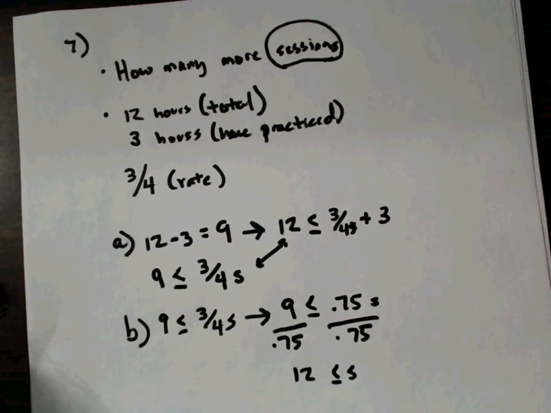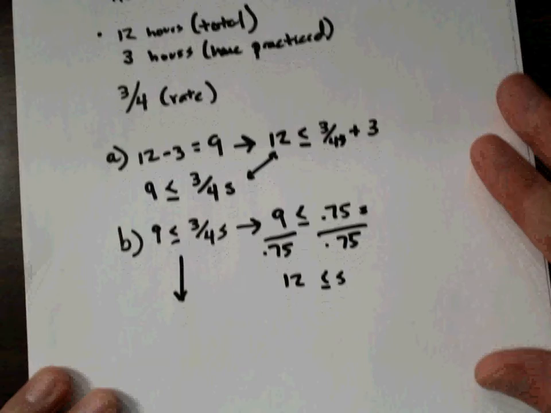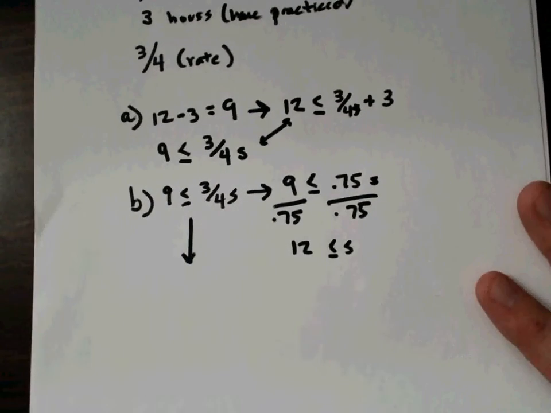Now here's where you got to know your units of measure. Is that 12 hours? Because that wouldn't make any sense. Because if I need to practice 12 hours, I've already practiced 3, and now I'm back to 12 hours. What does 12 represent? The number of sessions. So you got to know your units of measure. All right. Now, there's another way that we could solve this if we didn't convert it to a decimal.